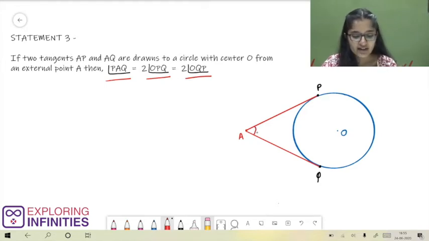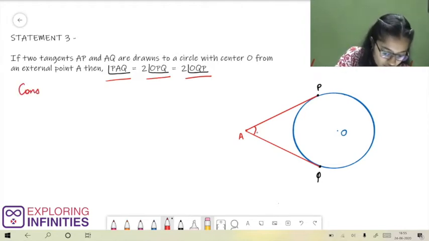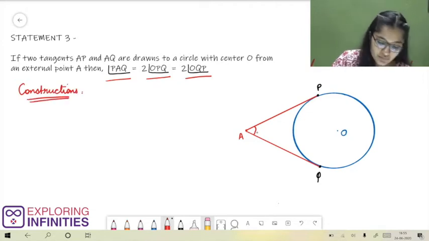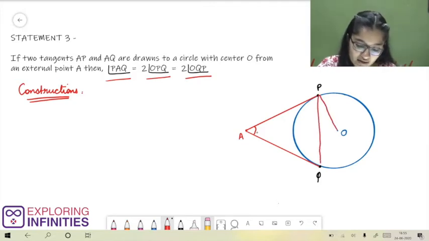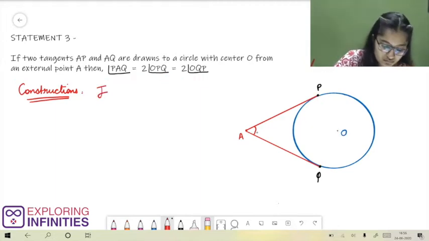In order to find angle OPQ and angle OQP, we need to make some constructions. So, construction. This would be our angle OPQ and this would be angle OQP. Hence, we have to join OP, PQ and OQ.